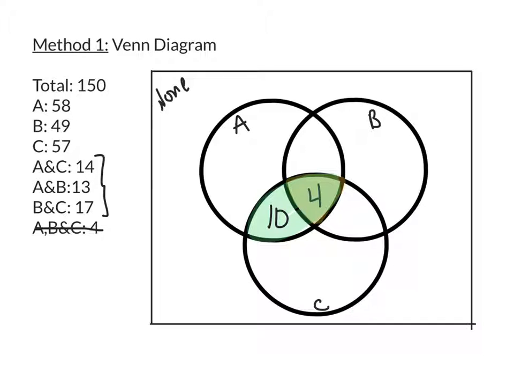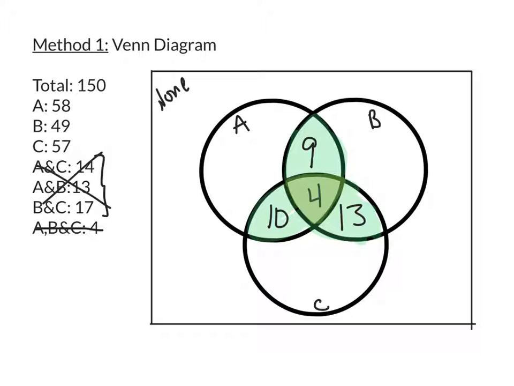For those that drink A and B, we're talking about this region here. It says that there are 13 people that drink A and B. 4 of them have already been accounted for, making 9 left over. And then finally for B and C, that would be this region here. It says that there are 17 people drinking B and C. 4 of them, of course, have already been accounted for, meaning there are 13 left over that solely drink B and C without A.